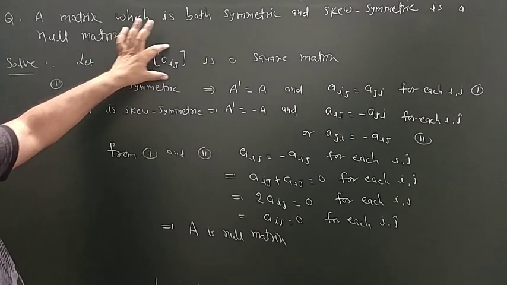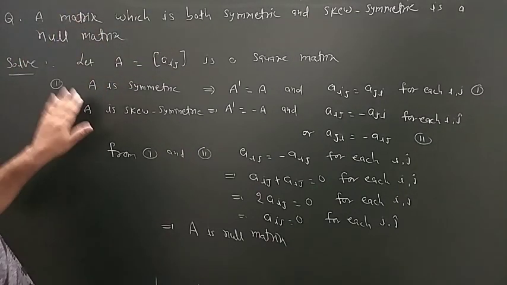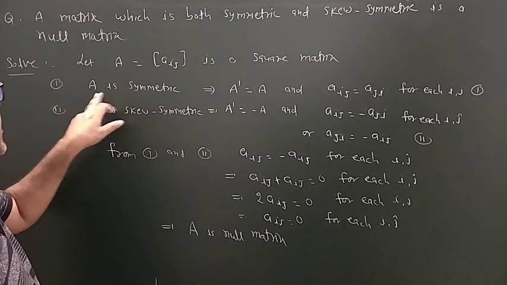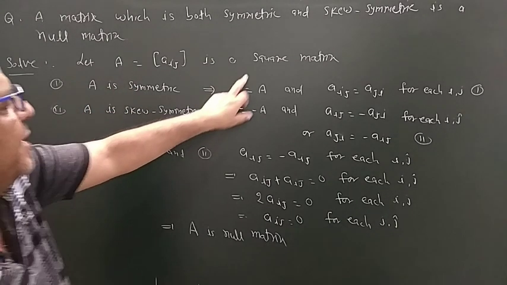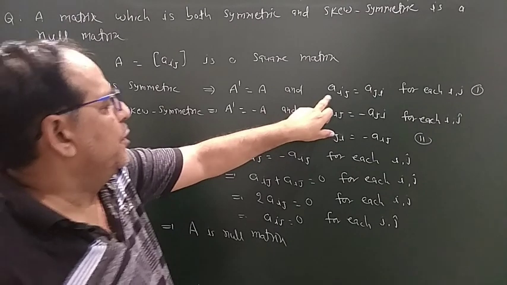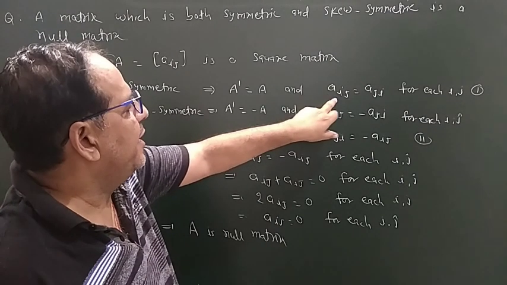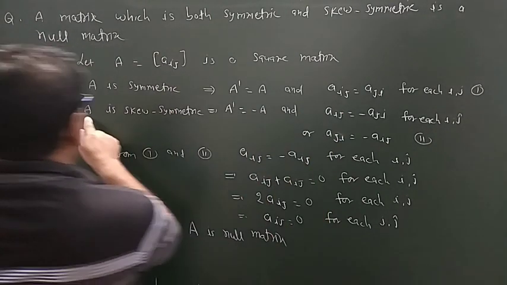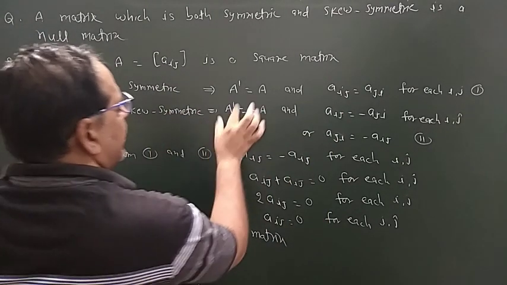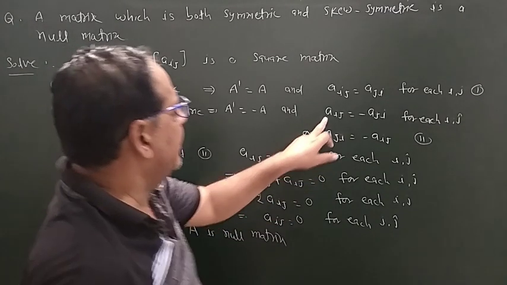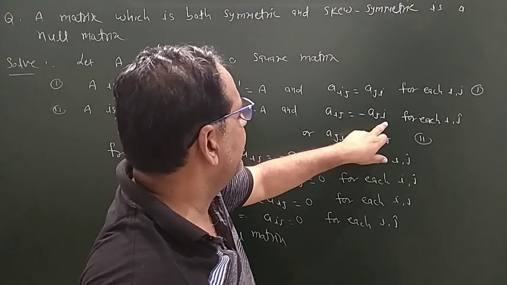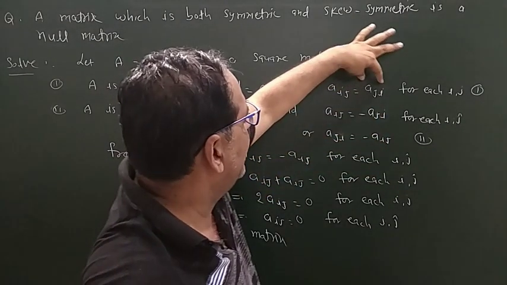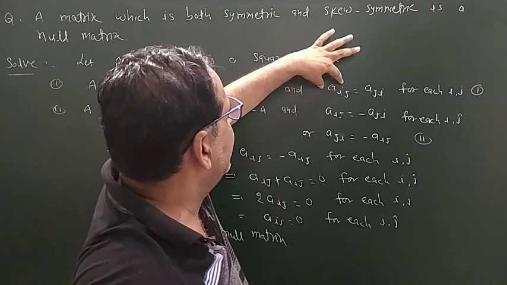A equal to Aij is the given square matrix. First condition, because A is symmetric and skew symmetric both. So start with A is symmetric. We know that A dash equal to A. According to the element condition, Aij will be equal to Aji. In the second condition, A is skew symmetric also. So A dash equal to minus A and Aij equal to minus Aji. This can be written as Aji equal to minus Aij.